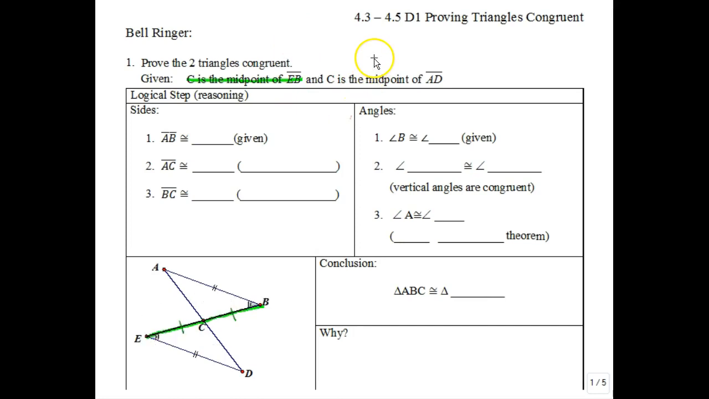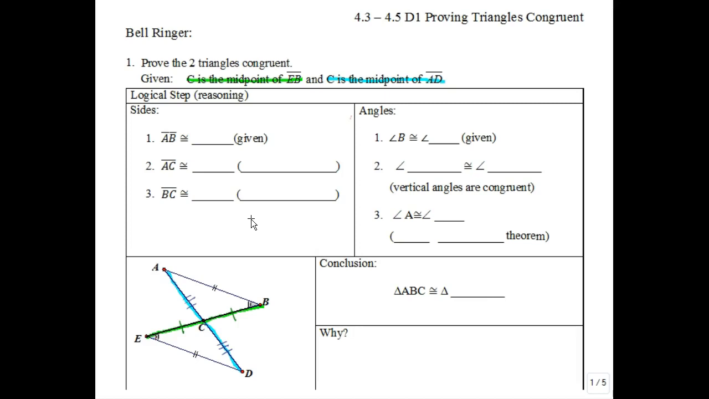There's EB. And if you have the midpoint, that means that those two little segments are going to be congruent to each other. Also, we know that C is the midpoint of AD. So we have that giant segment AD, and we have those two little segments AC and CD. Those are going to be congruent also.